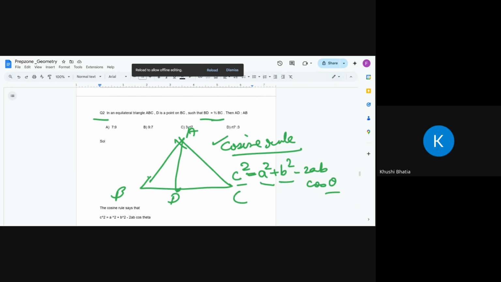One question has come. This is a very useful one. Okay, so we have to find out the other side, which is AD, if we consider the angle AB. But sir, no angle is given here. Correct. It is an equilateral triangle, so all its angles will be 60-60. Yes, yes. Okay.